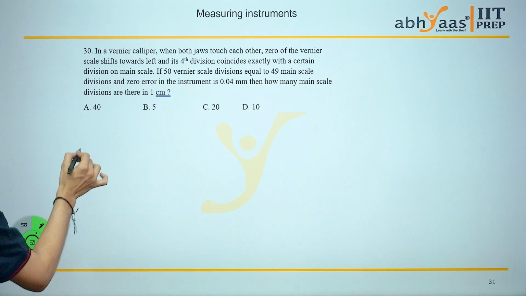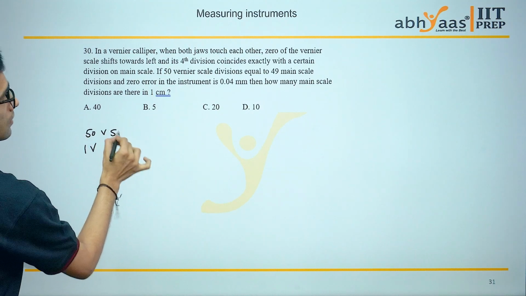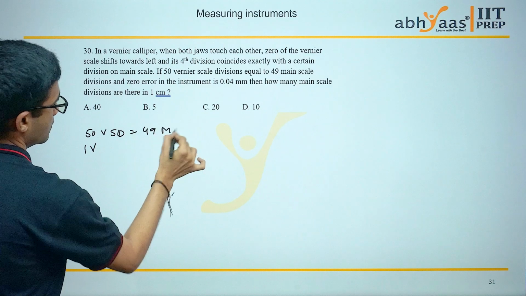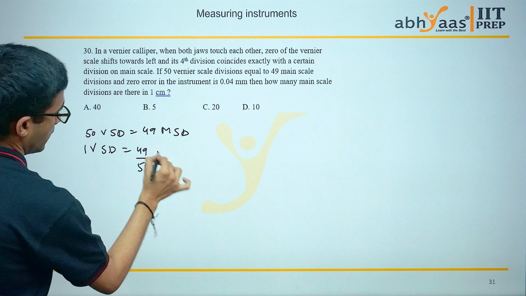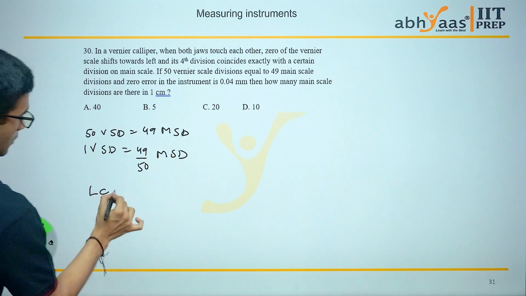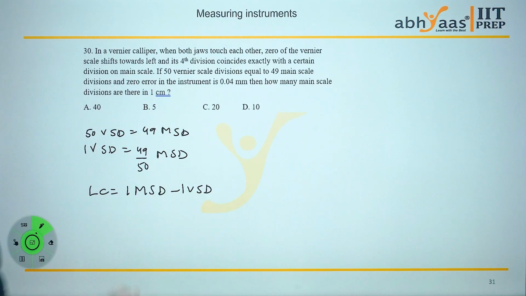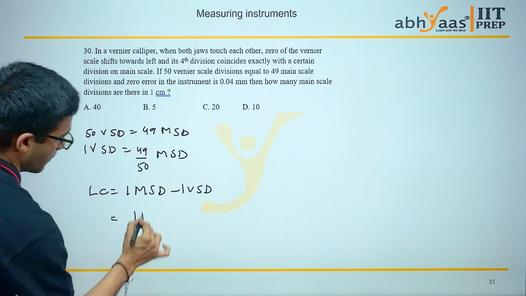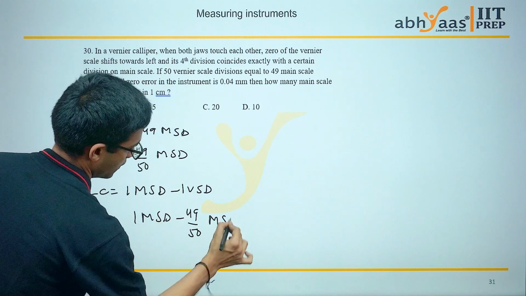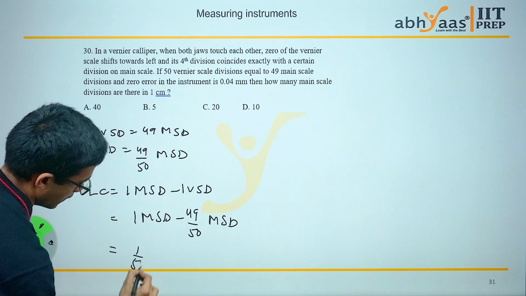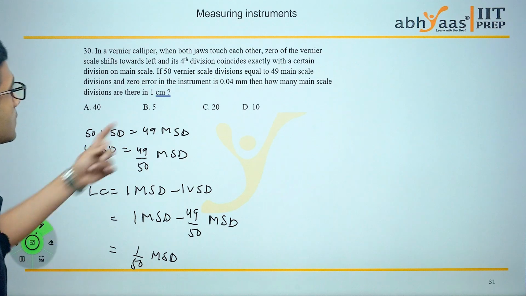Here he has given again 50 VSD is equal to 49 MSD. So 1 VSD is equal to 49 by 50 MSD. Again you calculate the least count equal to 1 MSD minus 1 VSD. So most of the problems are calculated like this only. 1 MSD minus 49 by 50 MSD. That means 1 by 50 MSD.